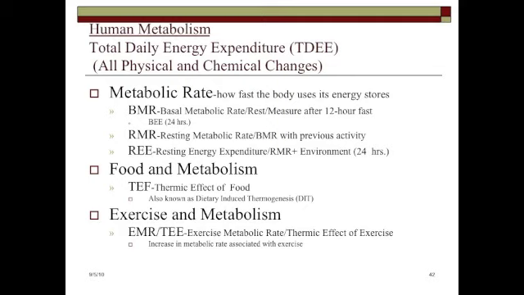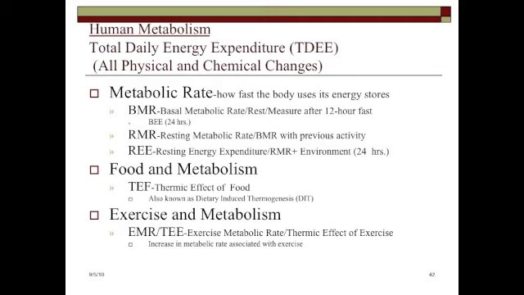Metabolism can be measured by the total daily energy expenditure. There's the metabolic rate, food and metabolism, and exercise and metabolism. The metabolic rate is how fast, or at what rate, the body uses its energy stores. There's a basic metabolic rate, one's metabolism at rest and taken after 12 hours of fasting.